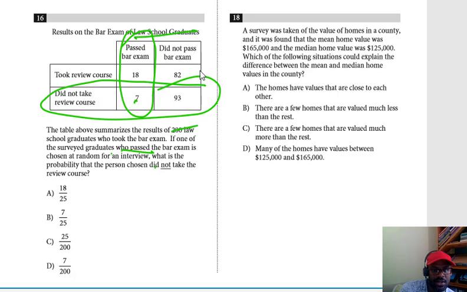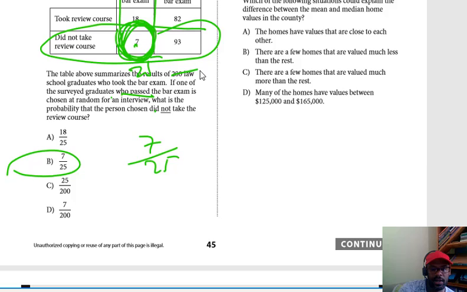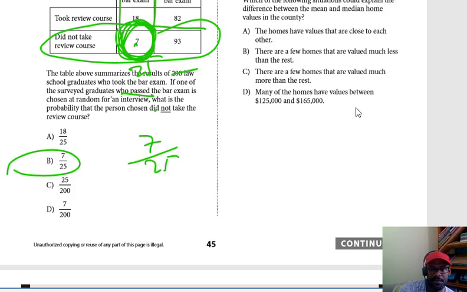Alright, so this is the column. This is talking about this one. So 7, and the total is here, 25. Okay, so let's move on.